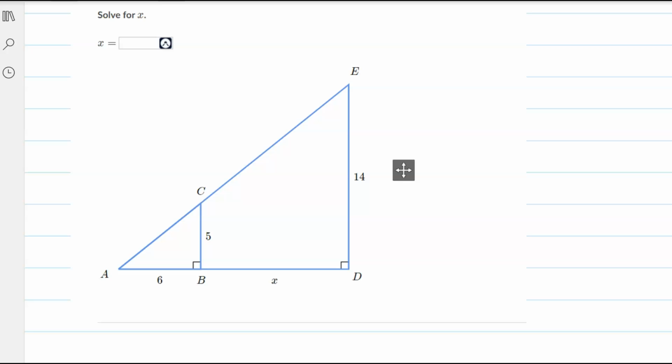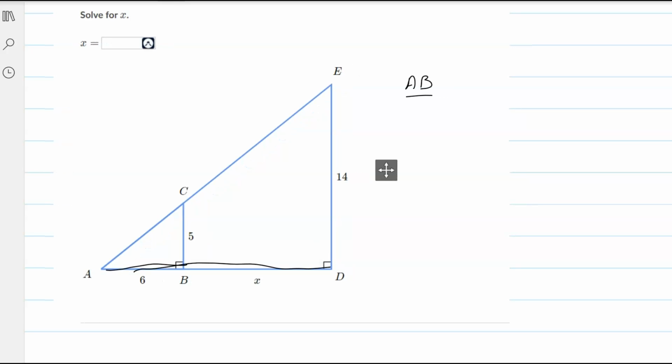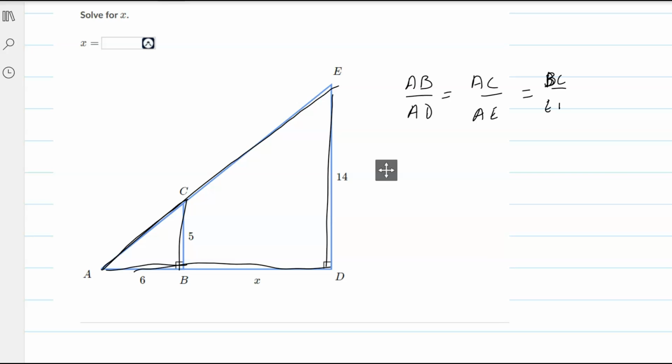Next. Once again, we know that these two triangles are similar because they share this angle A and they both have 90 degrees here. So these two triangles are similar by the AA similarity postulate or theorem. Once we know that they're similar, I've got the short side AB over the long side AD, which equals the short part AC over the long part AE, which equals the small triangle's BC over the big triangle's ED.